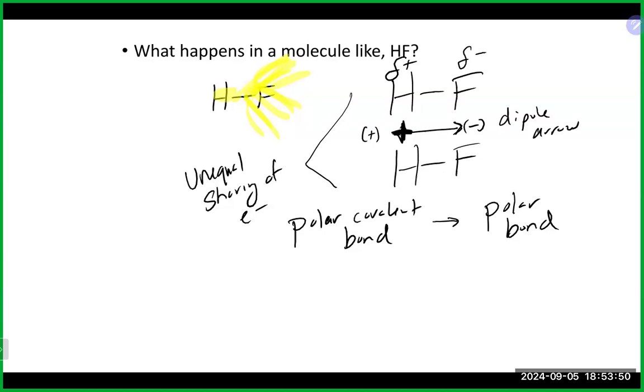Here, there is still some aspect of sharing happening in a polar covalent bond, which is why we get partially positive charges and partially negative charges, rather than what we see in an ionic bond, where we get the full transfer of electrons from the metal to the non-metal, which creates a fully positive ion and a fully negative ion. Any questions on that there?